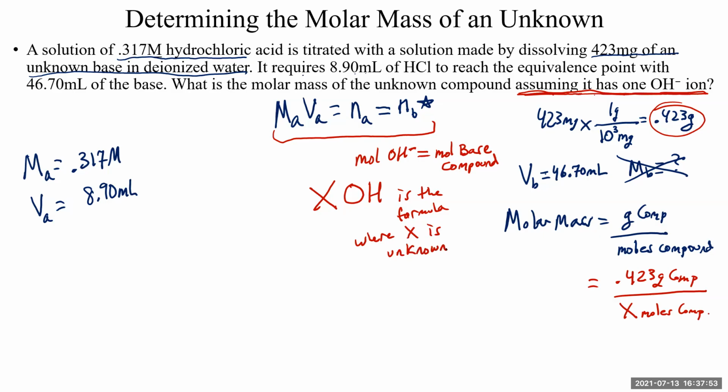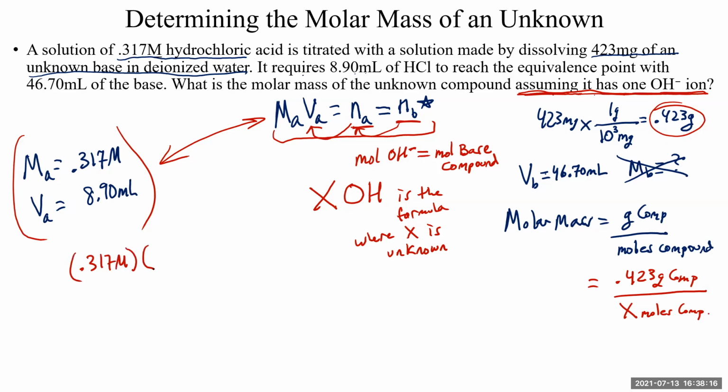So let's see. All we need to do is figure out how many moles of hydroxide ion we have, and then we'll know how many moles of X hydroxide we have. Well, how do we do that? Well, we can figure out how many moles of acid we have. How do we do that? We take the molarity times the volume equals the moles. What do you know? I have molarity times volume. They're right here. So I take my 0.317 molar and I multiply it.